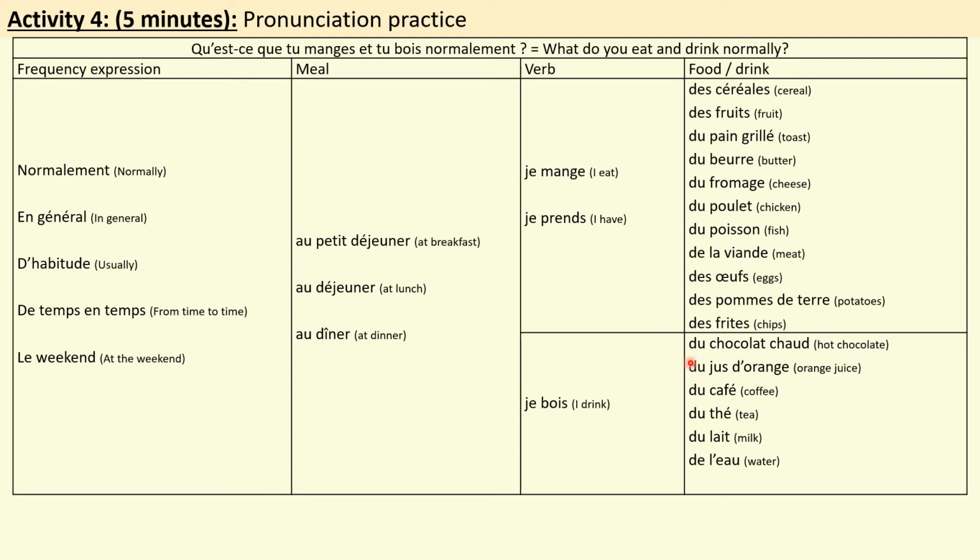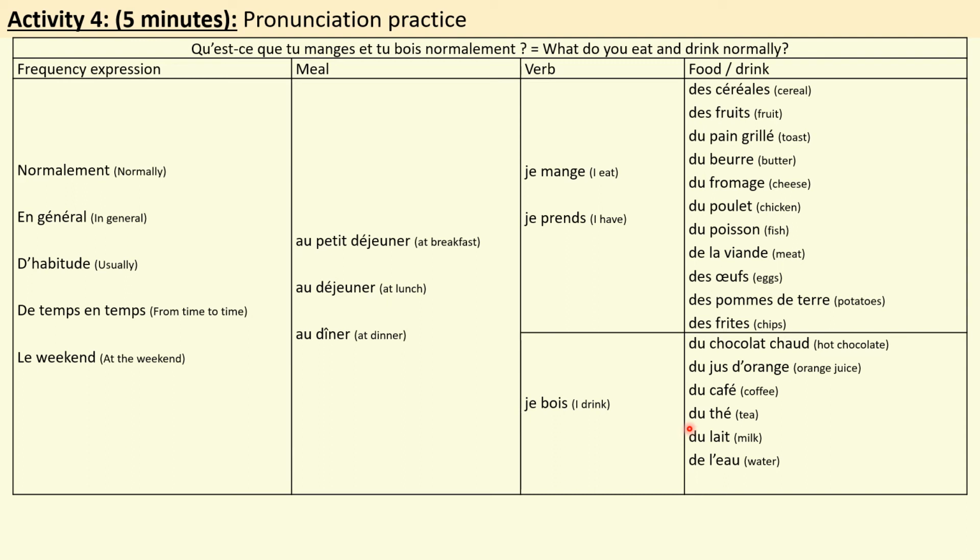Écoutez et répétez. Du chocolat chaud. Your turn. Okay. Du jus d'orange. Good. Du café. That's coffee. You notice with orange juice, du jus d'orange, they say juice of orange. The adjective always comes after the noun. Okay, we've done du café.